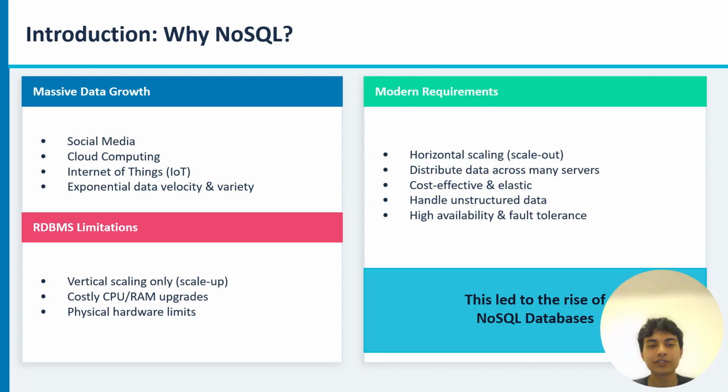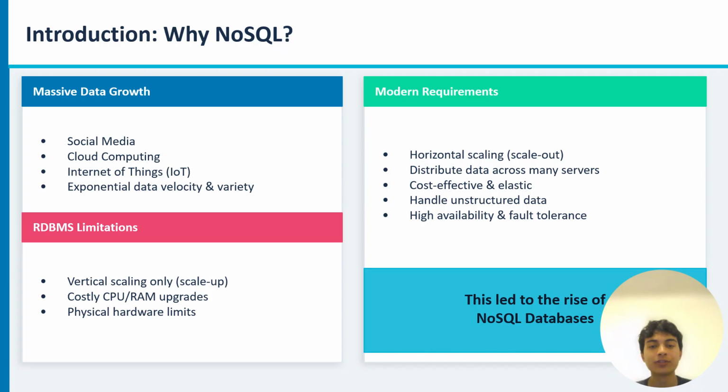So to understand NoSQL, we first need to understand the problem. Today, data is growing extremely fast from social media, cloud platforms, and IoT devices. This data is not only large in size but also comes in many different formats like text, images, logs, and real-time streams. Now, traditional databases were not designed for this level of scale and flexibility. They mainly rely on vertical scaling, which means improving a single machine by adding more CPU or memory. But this has a limit and becomes very expensive.